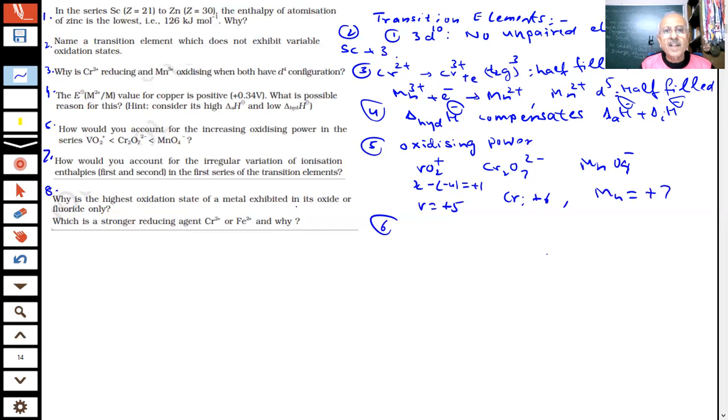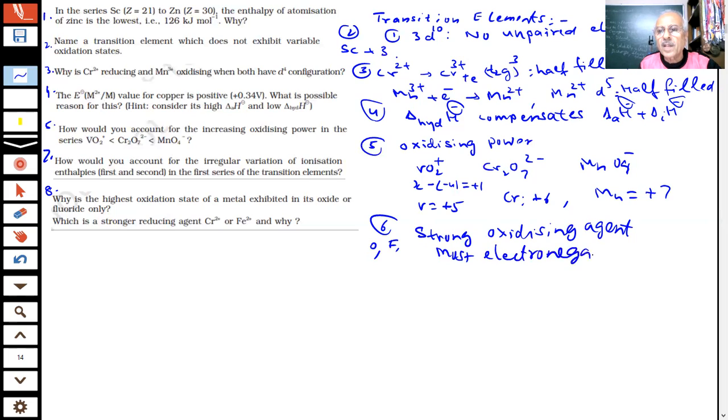Why does a metal exhibit its highest oxidation state only in its oxide or fluoride? Sir, this is because oxygen and fluorine have very small size and high electronegativity, so they can oxidize the metal to its highest oxidation state. They are the most electronegative elements and strong oxidizing agents. Fluorine is the strongest oxidizing agent that we know and the most electronegative element. Okay, next question.